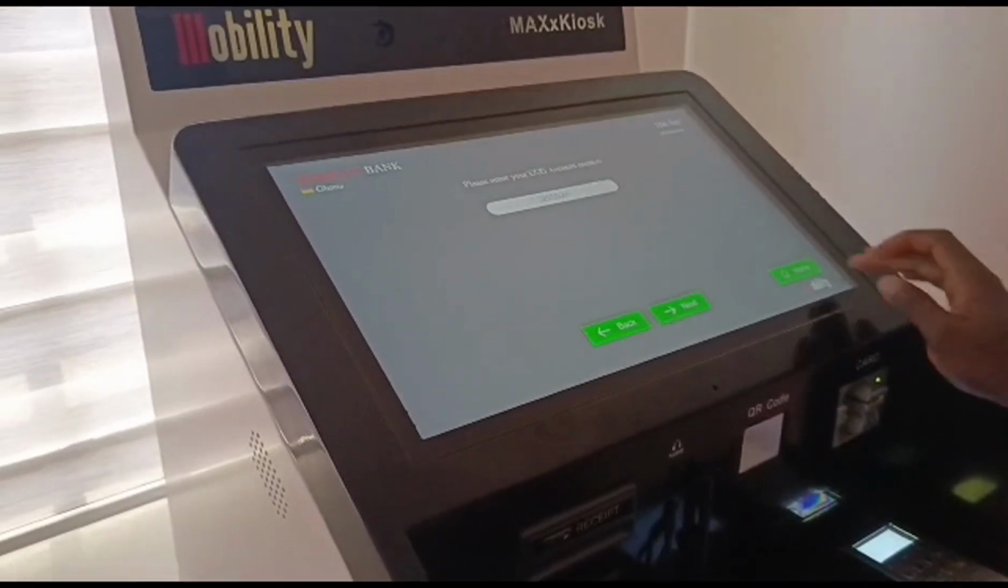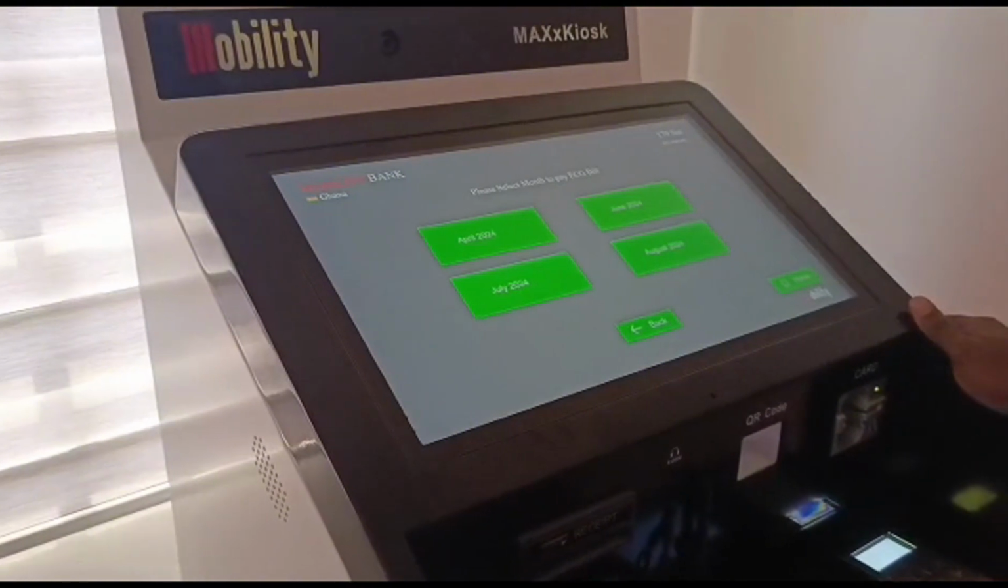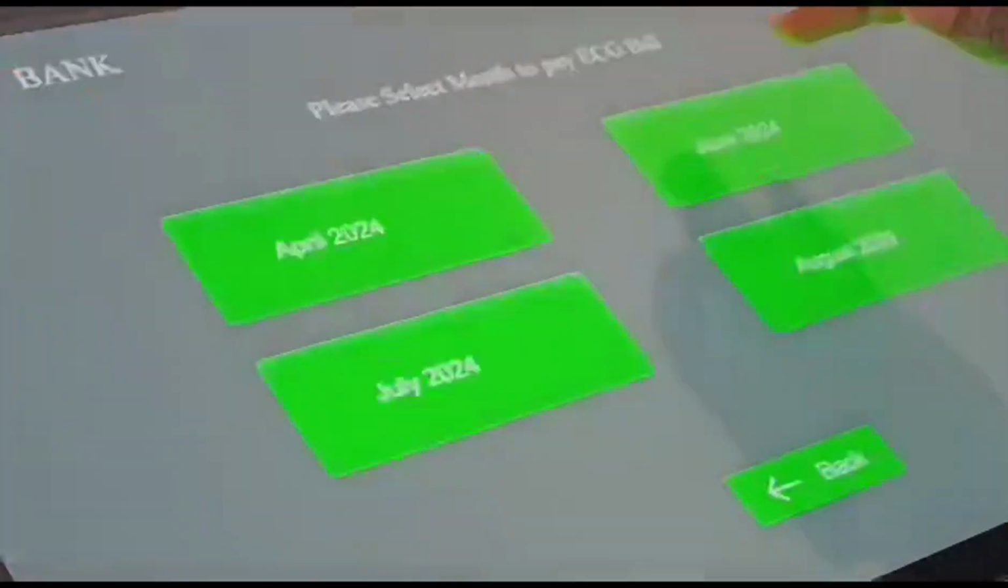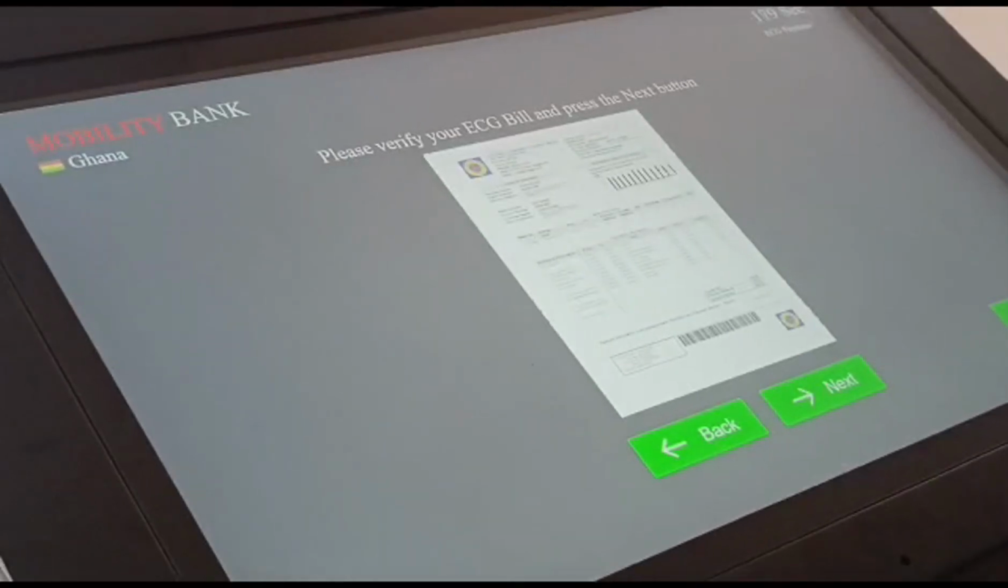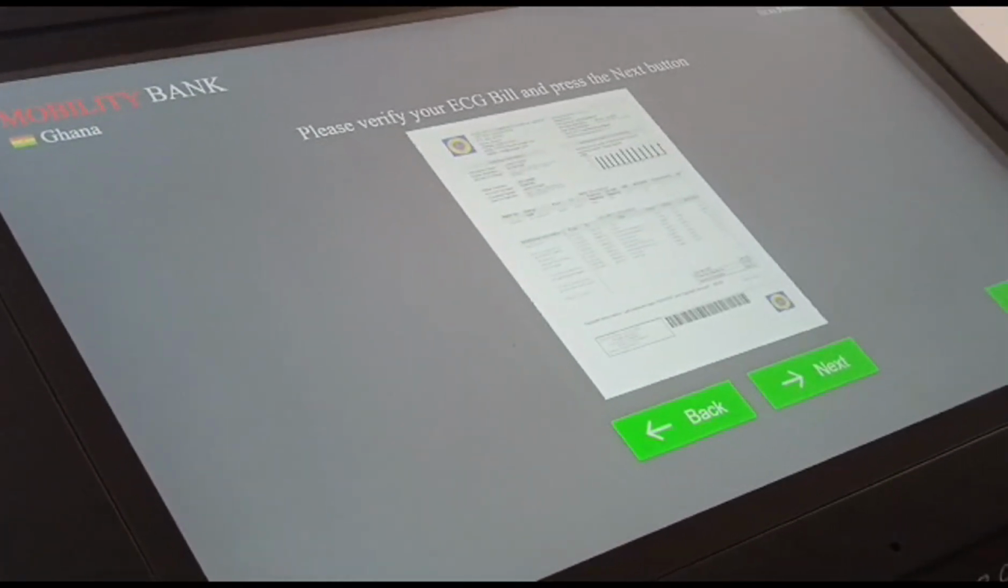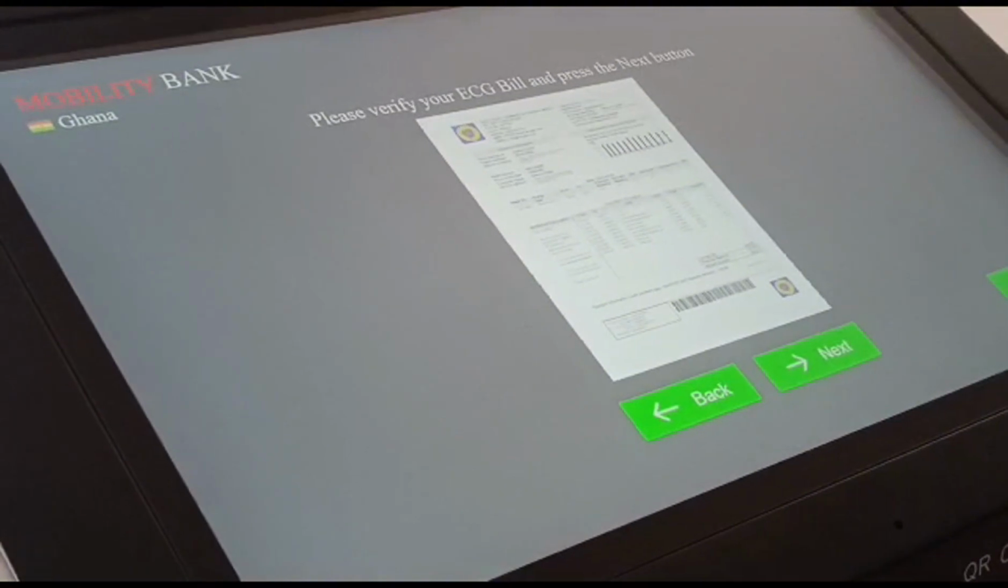I select enter and I select next. I select the bill for which I'm paying, say June 24. The bill comes out. I check the amount. I'm satisfied. I select next.